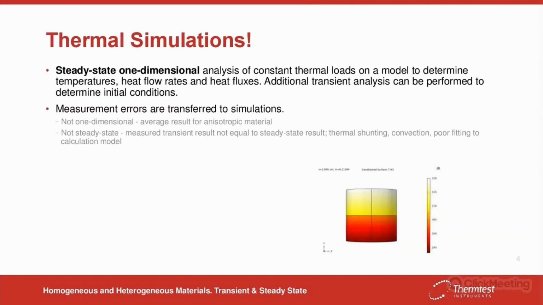Measurement errors from thermal resistance or thermal conductivity are, of course, transferred through to the simulations and can create uncertainty in those simulations. Some of those errors arise if you are doing a one-dimensional simulation and your data is actually not one-dimensional, meaning you've measured an average for an anisotropic sample or have error in your data. These errors will affect the quality and certainty of your simulations.